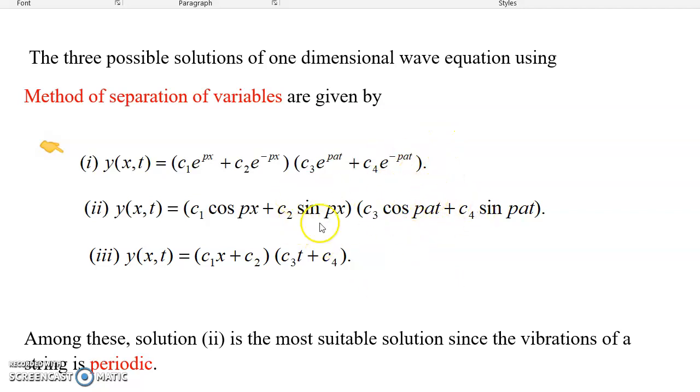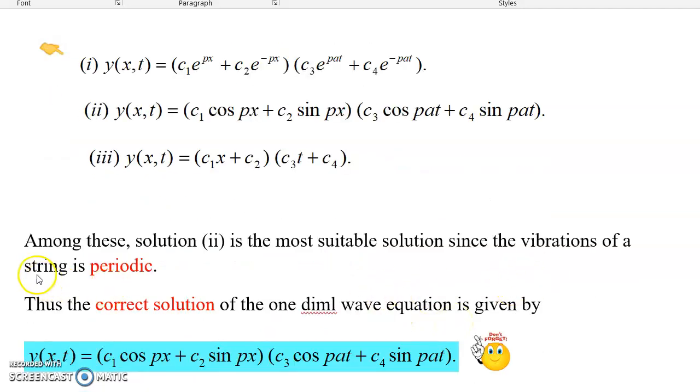So when you observe these solutions, you will have one function in terms of x, another function in terms of t. So all the solutions will be of that form. That is why it is called the method of separating the variables. And of course, among these three, we need to select one particular solution which is most suitable for vibrations of a string. And vibrations of a string will always be periodic. Like you can observe, waves will be periodic. They will keep on coming back to the same form.